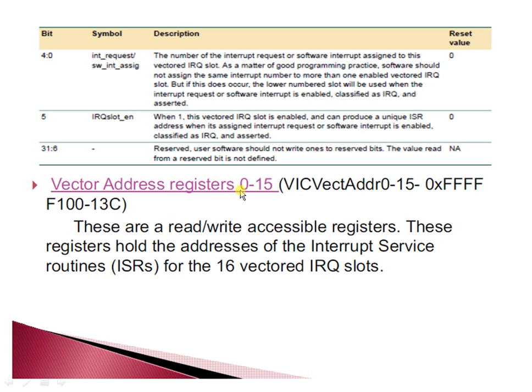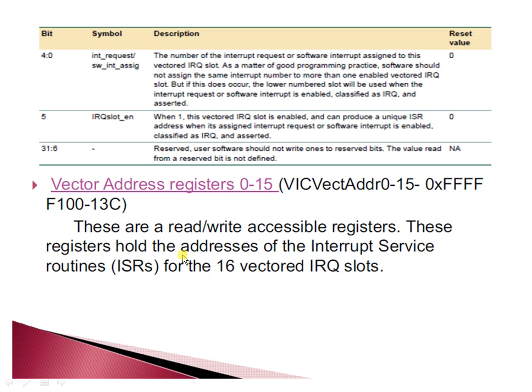So if I'm using slot 0, then I have to use VICVectAddr0 equals the ISR name. Here it is similar to an array name. An array name will give us the base address of the array. In the same way, an ISR or function name will give us the base address of the function.